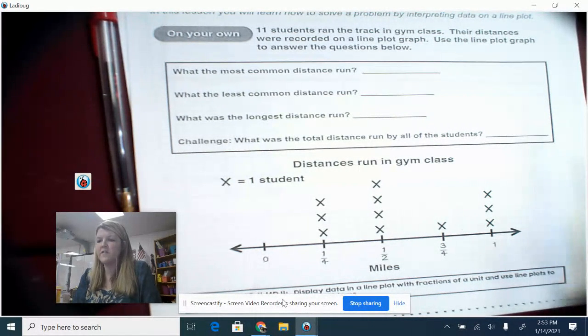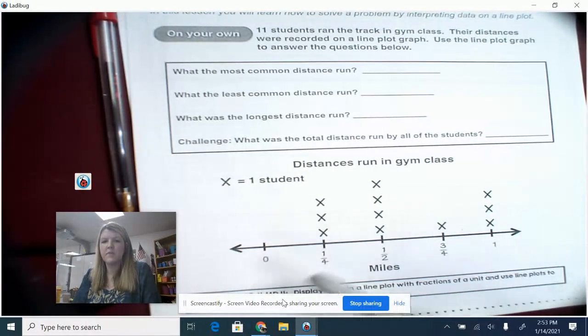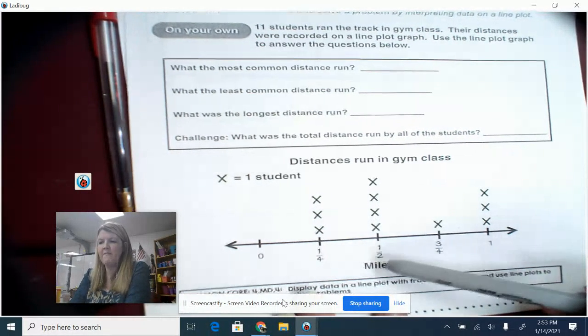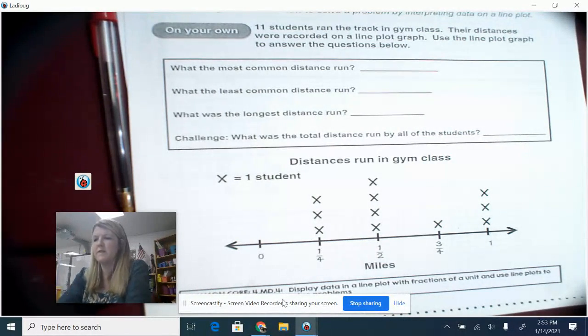So the first question is, what is the most common distance run? To figure out that one, we're just going to look at the one that has the most X's. So that's going to be a half a mile. So the most common distance would be half a mile.